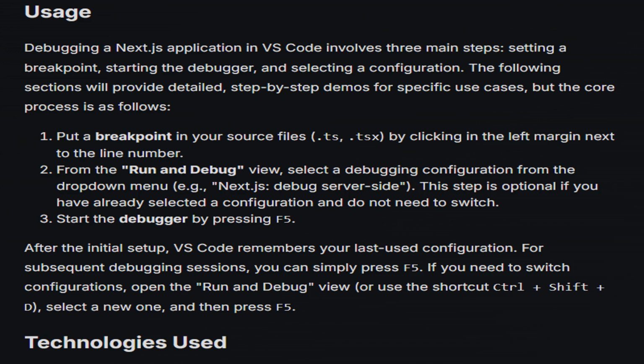Debugging involves three main steps: setting breakpoints in source files, selecting a debugging configuration within the Run and Debug view, and starting the debugger with F5. This streamlined process ensures that VS Code retains the configuration for future debugging sessions, allowing for quick access.